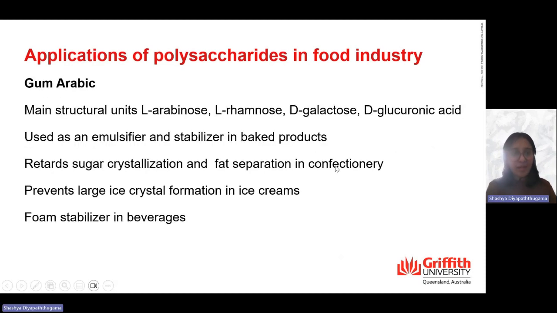And then comes gum arabic, which also has similar emulsifier and stabilizer properties, and it also retards sugar crystallization and fat separation in confectionery, prevents large ice crystal formation in ice cream, and stabilizes the foam in beverages.